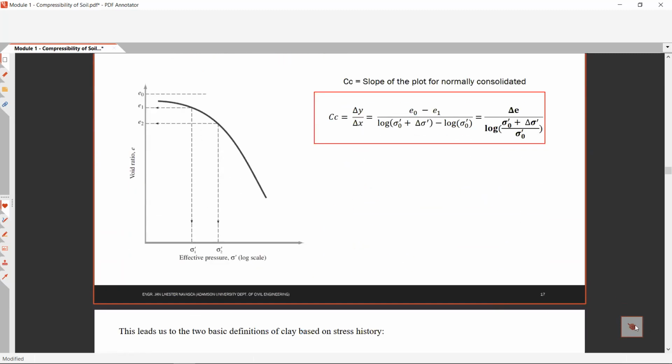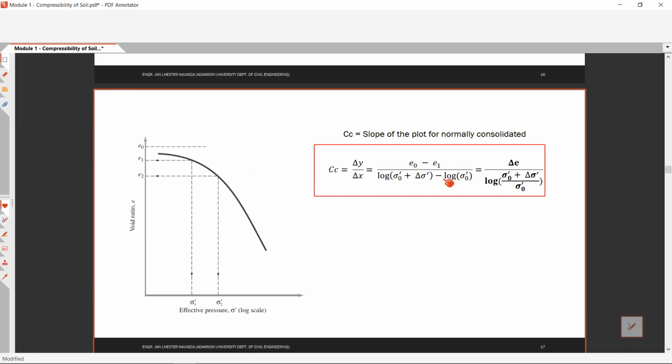So, plotting the values, for void ratio we have E sub 1 at effective pressure sigma 1 and E sub 2 at effective pressure sigma 2. Okay. That is plotted in a log scale. So tawag dito log yung relationship ng void ratio and effective pressure. So that is a log scale. So C sub C is the slope of the plot for normally consolidated soil. Take note, this is for normally consolidated soils.